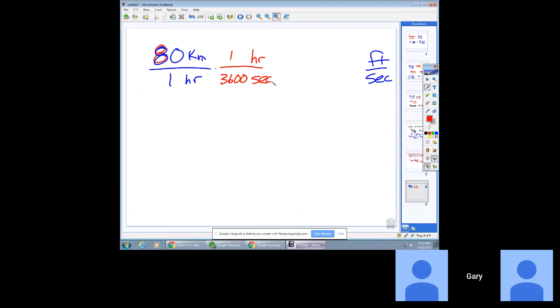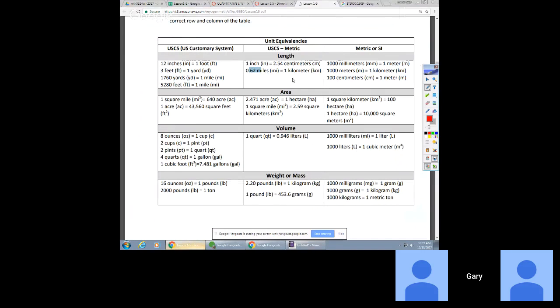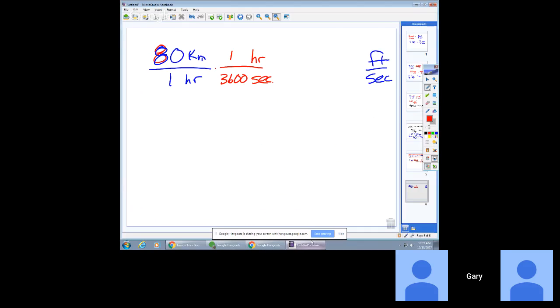So next I have to get rid of kilometers. Looking at that cheat sheet, what's going to be helpful in getting rid of kilometers? 0.62 miles. Yeah, I guess it's the 0.62 miles in a kilometer. So we'll use that one next. So this gets rid of what? Hours is now gone. We need to switch colors. Next, I'm going to get rid of kilometers, so that goes in the bottom. Let's move my goal out of the way here. That's what I'm hoping to get.